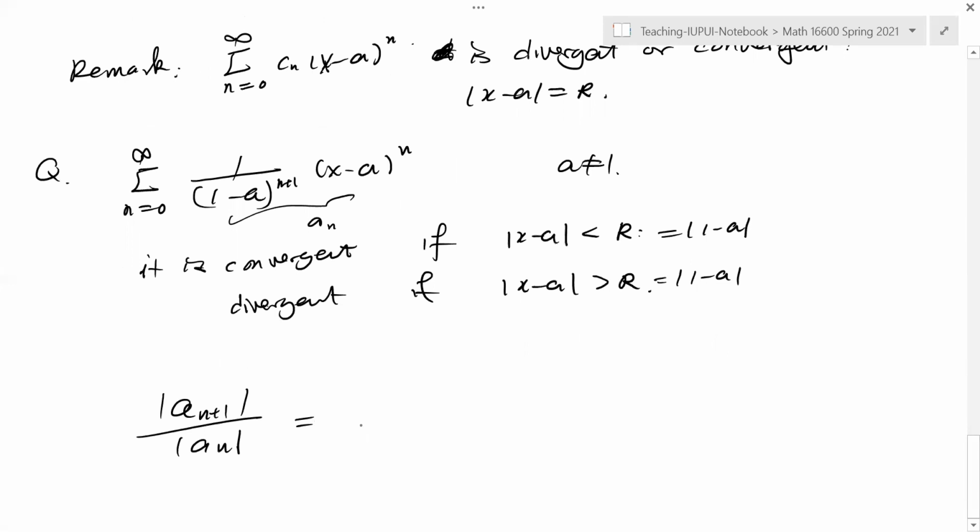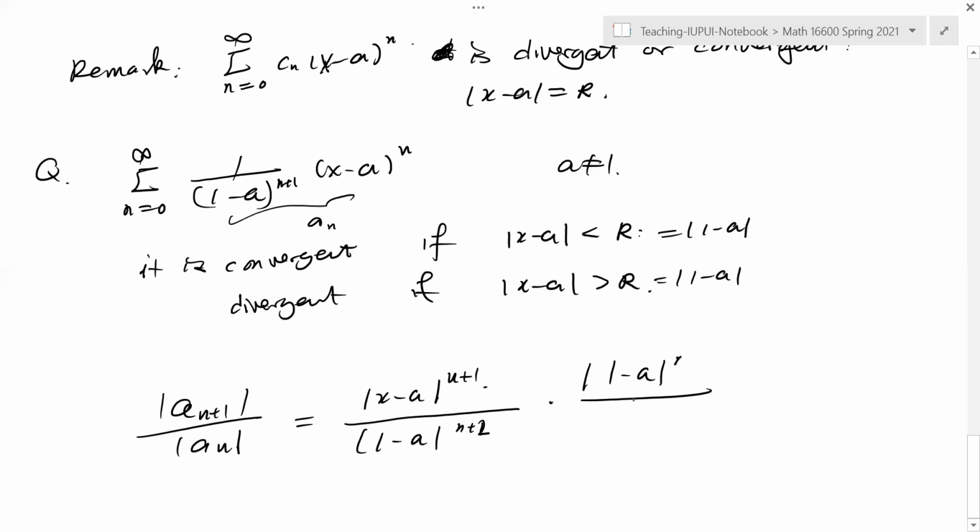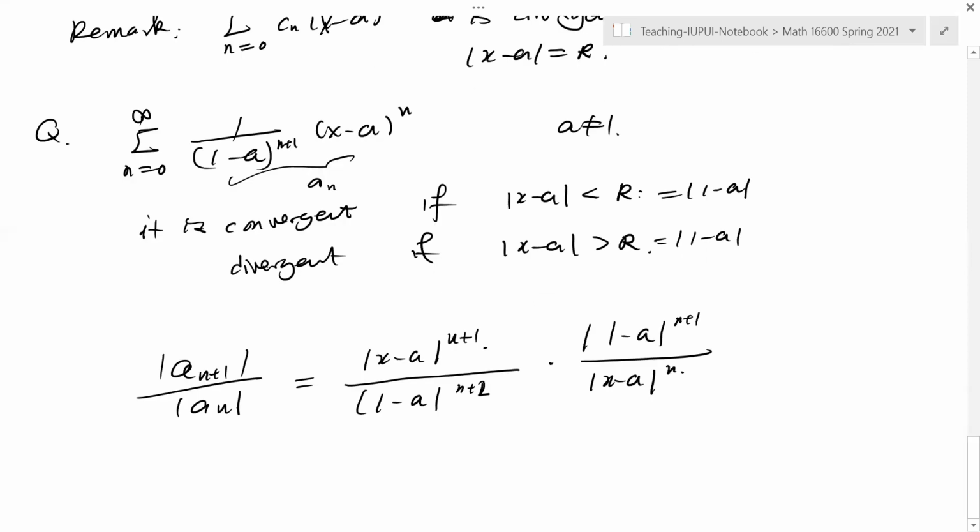All right, so I'm going to get 1 minus absolute a is n plus 1. Okay, that is n plus 1, right? So then this will be n plus 2, divided by this, then I have to turn this upside down. All right, so now we simplify it. What I got here is 1 minus a, here's absolute x minus a.